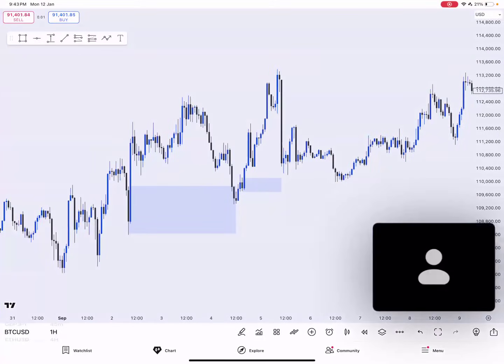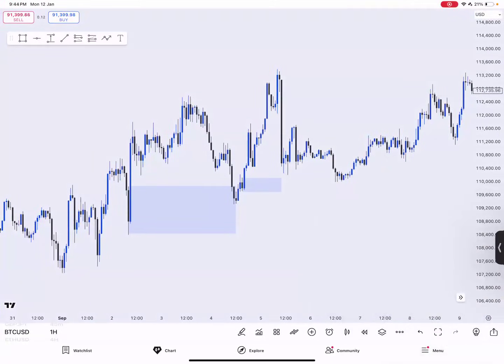I'll repeat myself again. There are two places where I expect a reversal concept to occur. The first place is a higher time frame point of interest. By higher time frame I mean daily time frame. It can be a daily time frame order block. It can be a daily time frame breaker block. These two. I can expect the market to give me a market structure shift when it taps into those daily zones.